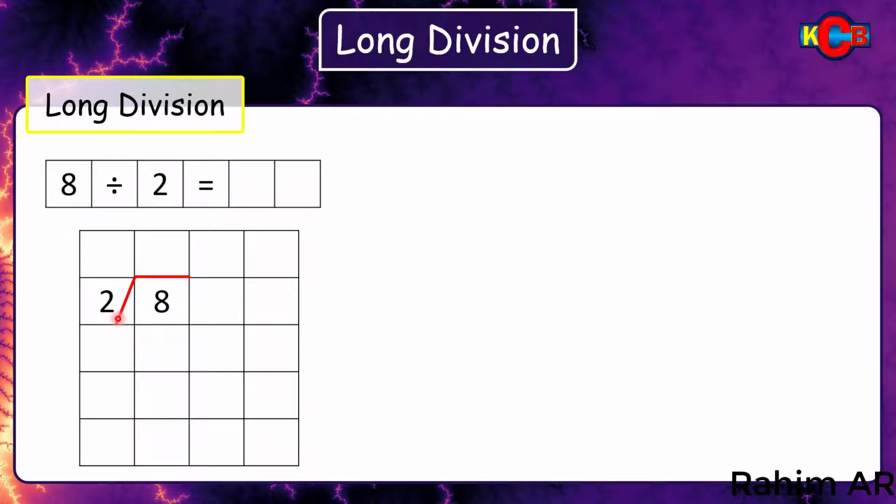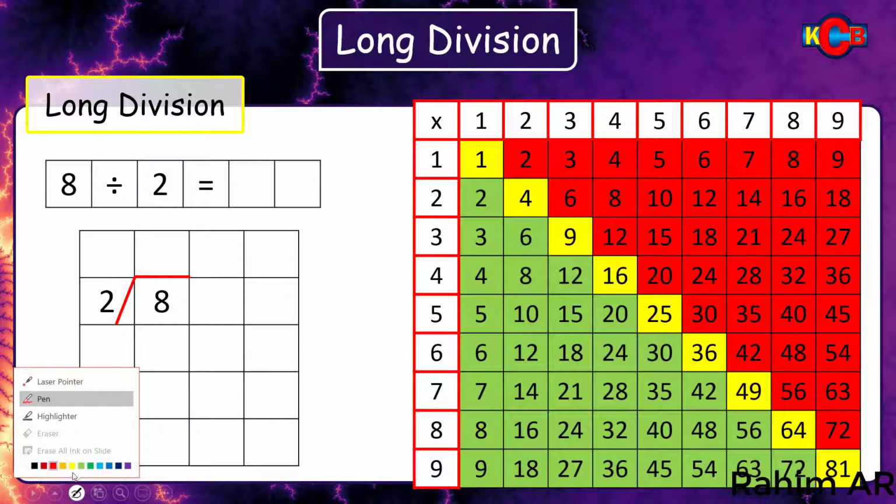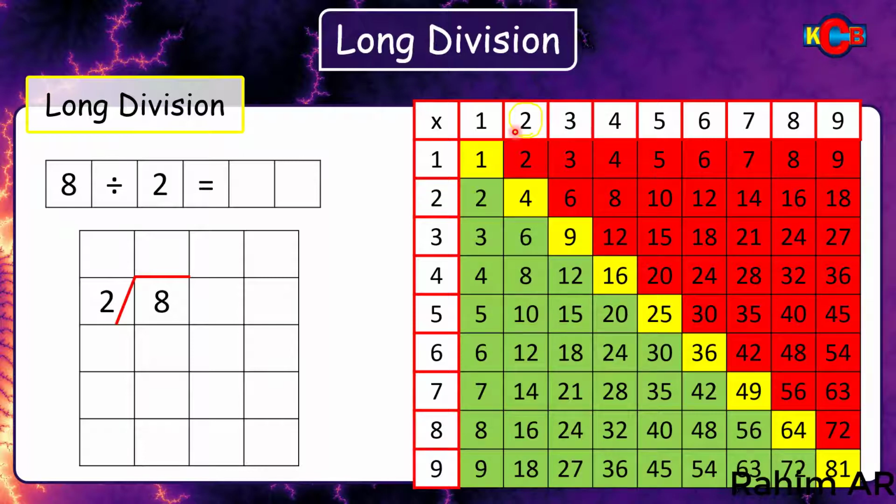So, to find the answer, we will refer to the multiplication table. Since the divisor is 2, we will refer to the multiples of 2. Okay, in this multiplication table, wait, I change the color into yellow. Okay, this is the multiples of 2 here. Down here until 18, starting from 2, 4, 6 until 18, this is the multiples of 2.